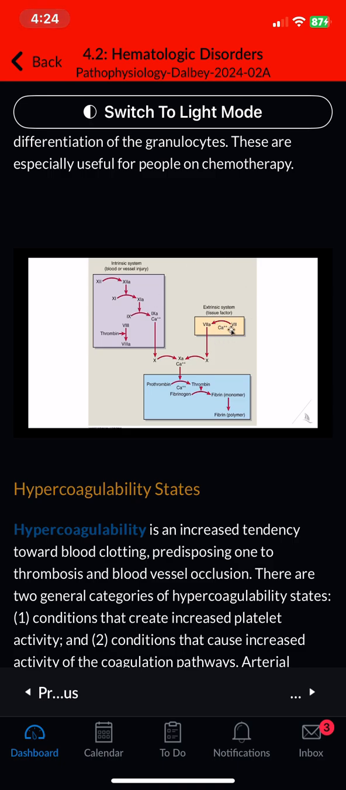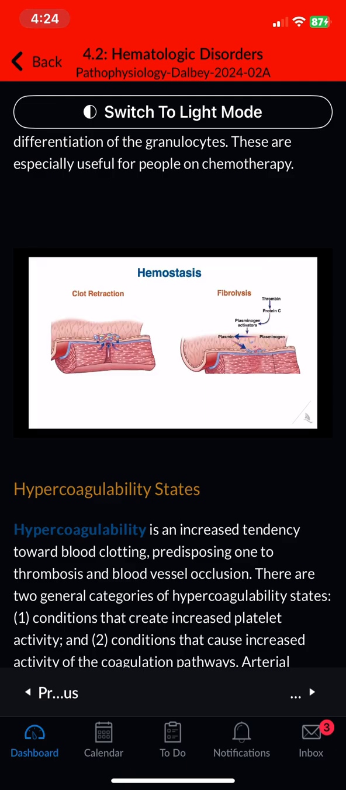The second pathway is very fast. It's called the extrinsic system or the tissue factor pathway. Here, a tissue factor called thromboplastin is released from injured tissue. So ultimately, either pathway, once the cascade is started, they converge on factor 10 that leads to the activation of thrombin, which converts fibrinogen into fibrin, and that is going to help our blood clot to form.